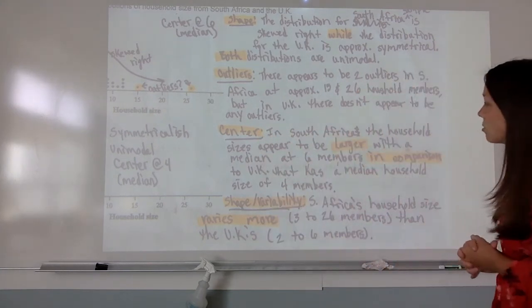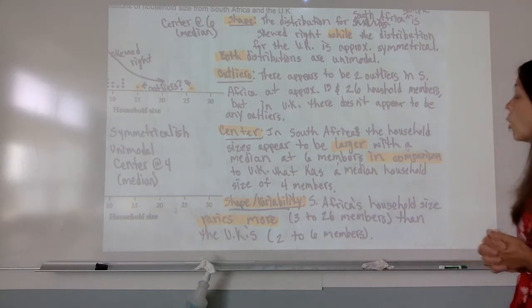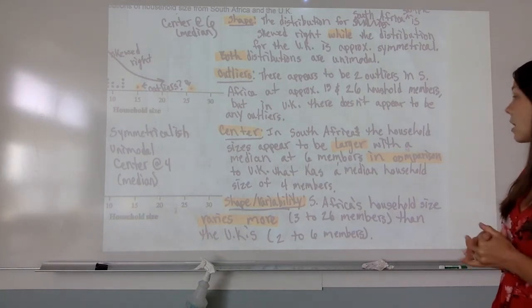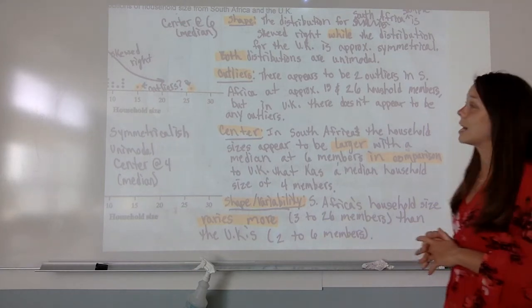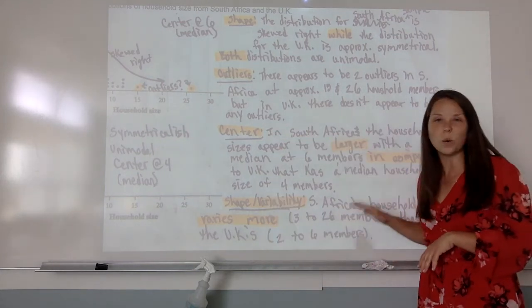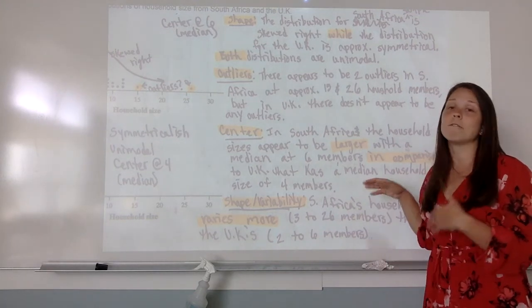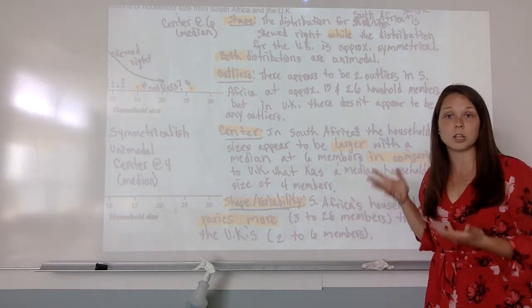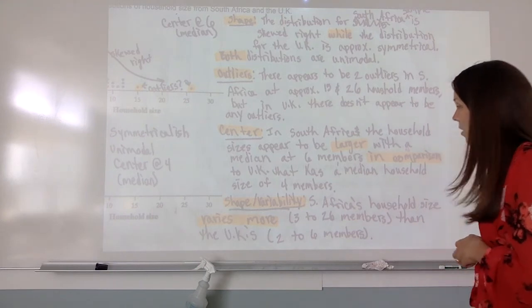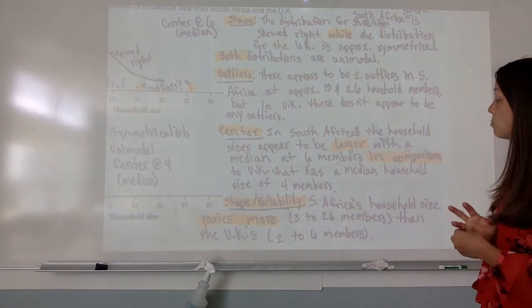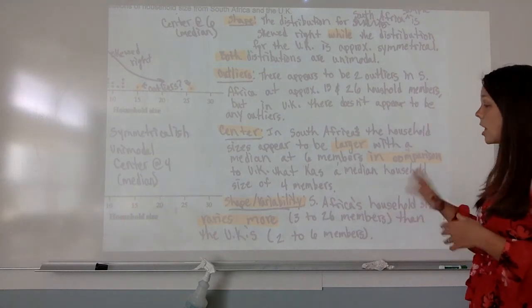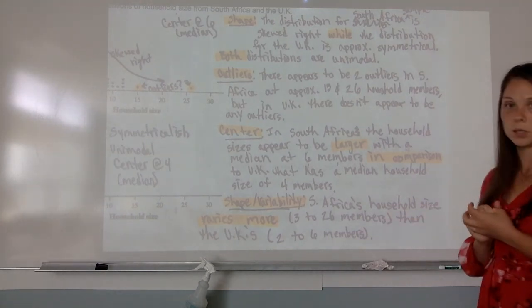Center. In South Africa, the household sizes appear to be larger, with a median at 6 members in comparison to the UK that has a median household size of 4 members. Now, when we found the center or the middle, we technically found the median. If you had just said the middle or the center, that would still be sufficient here. Shape and variability. South Africa's household size varies more, 3 to 26 members, than the UK's 2 to 6 members.